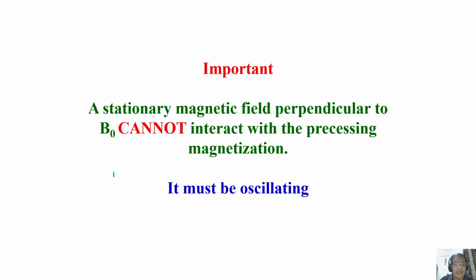The most important point to remember: if you apply a stationary magnetic field in a direction perpendicular to B naught, you will not get precession; it will not interact with the bulk magnetization. The RF which you apply in a perpendicular direction must be oscillating. If it is not oscillating, it will not perturb the spin system at all. So it is not perturbed, and you will not be able to see any signal at all.